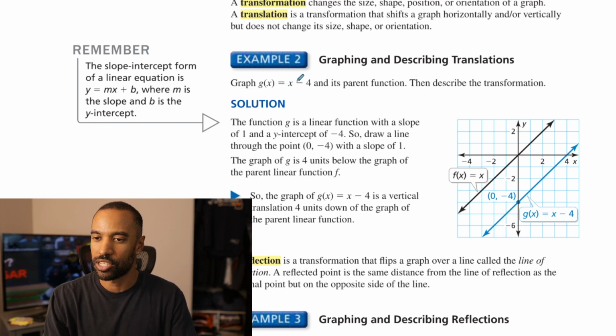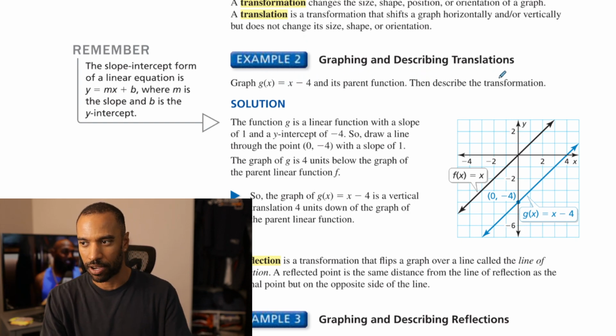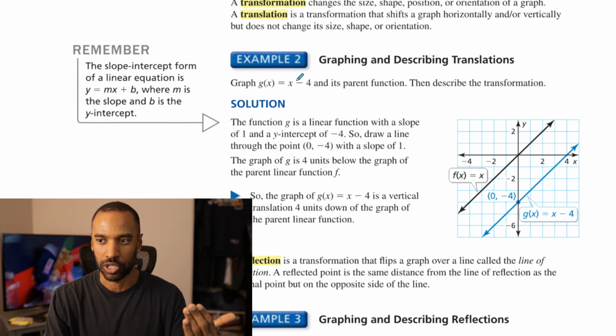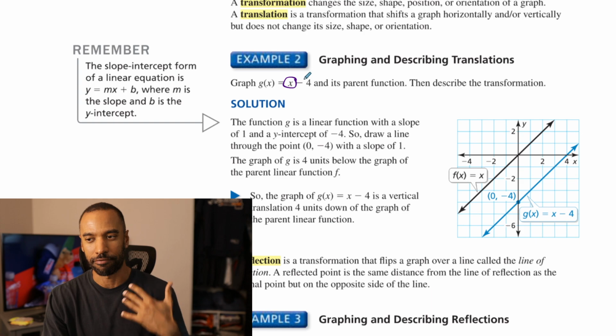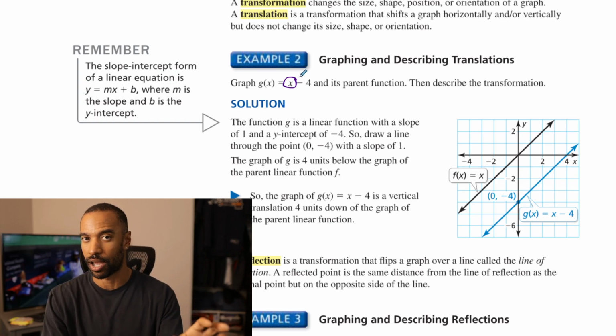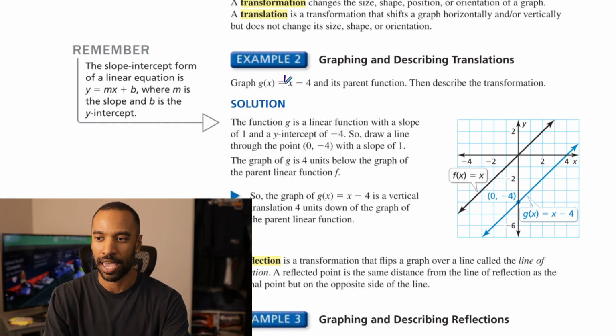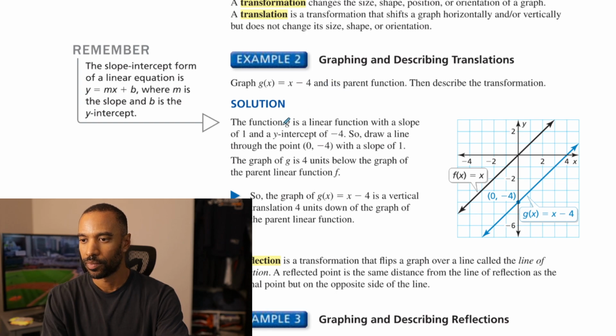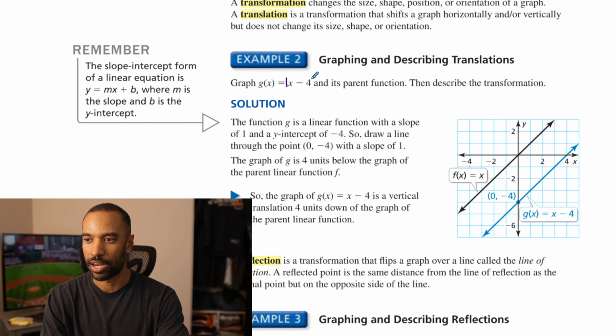Graph g of x equals x minus 4 and its parent function, then describe the transformation. Now the parent function is a linear function. x is not being affected. x exists, so it's not a constant function. It's not being affected by an absolute value or a quadratic. Therefore, it is just a linear function, so x to the first. It's got a slope of 1. It's got a y-intercept of -4.